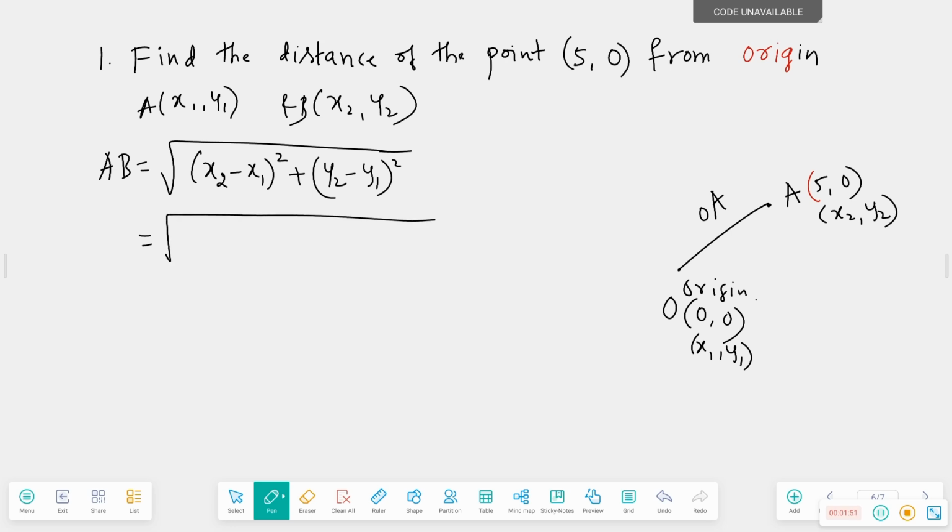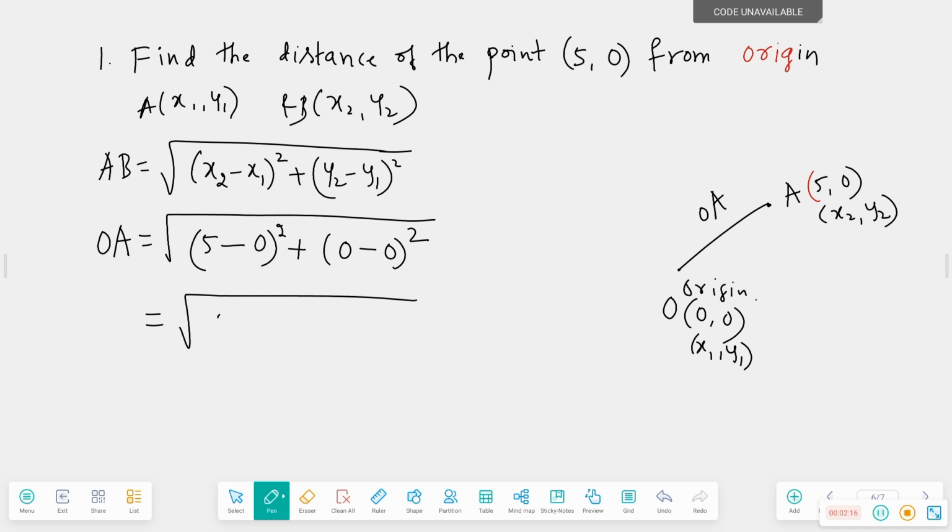Therefore, here it is OA. The distance OA can be given by square root of x2 minus x1 whole square plus y2 minus y1 whole square. That means x2 is 5, x1 is 0, 5 minus 0 whole square plus y2 minus y1 whole square. Y2 is 0 and y1 is 0, 0 minus 0 whole square. Therefore that is given by square root of 5 minus 0 is 5, 5 square plus 0 minus 0 is 0, 0 square.